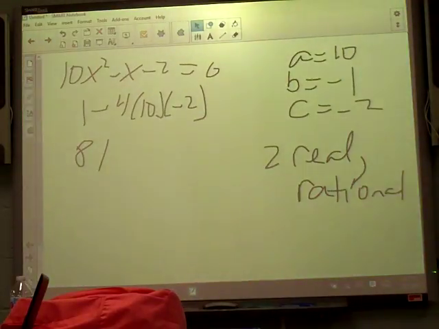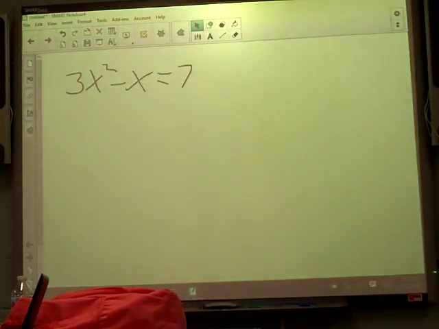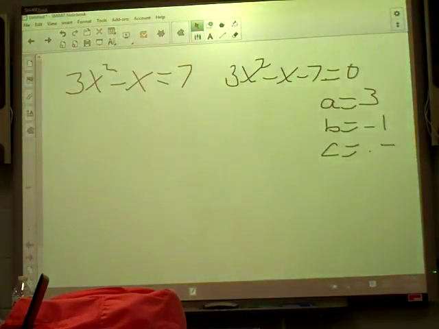Okay, let's try another couple of those. Here I've got 3x squared minus x equals 7. Directions are the same. Tell the number and type of solutions. This one's got some preliminary work to be done. Good. Chase, subtract the 7. So I have 3x squared minus x minus 7 is equal to 0, which means I got an A of 3, a B of negative 1, and a C of negative 7.